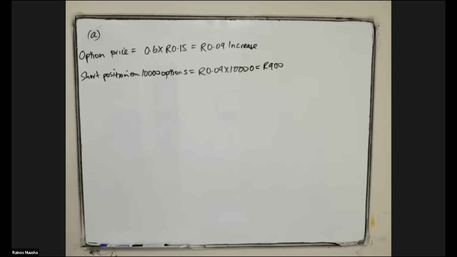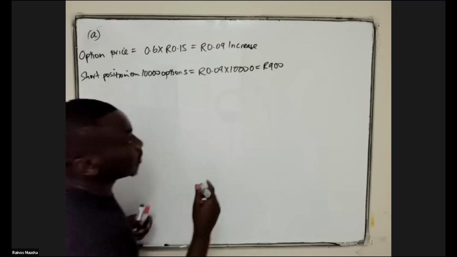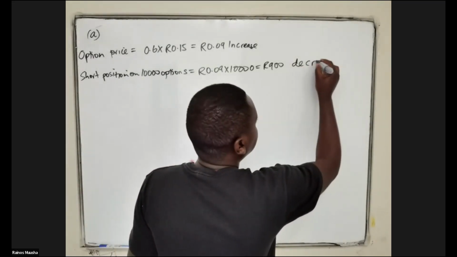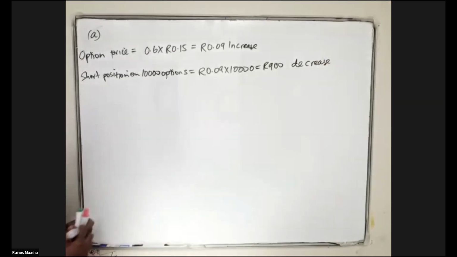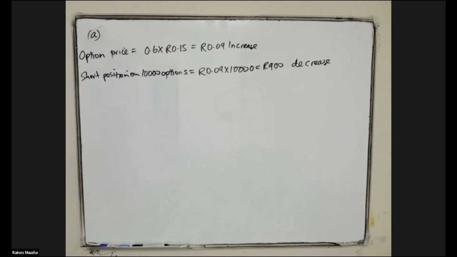So for the party who took a short position, this movement of 900, is it an increase or a decrease on their side? It's a decrease on their side. Remember, for the party who takes a long position, when they are gaining, the party who takes a short position is going to be losing out. So it's going to be a decrease of 900 rand.